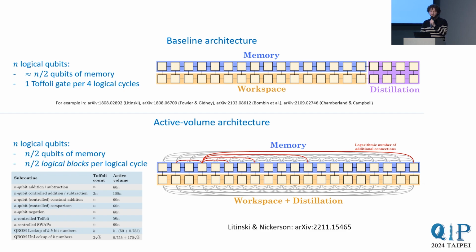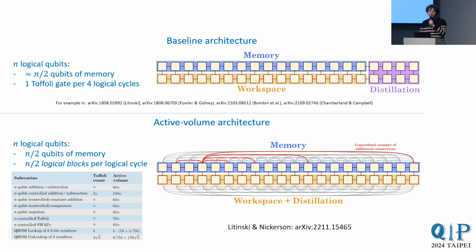For example, the cost of a Toffoli gate in an adder is roughly 60 blocks. The workspace is used to execute as many operations in parallel as possible, and the primary purpose of these long-range connections between logical qubits is to quickly rearrange the memory between logical cycles, because different operations access different qubits that are stored in different memory locations.